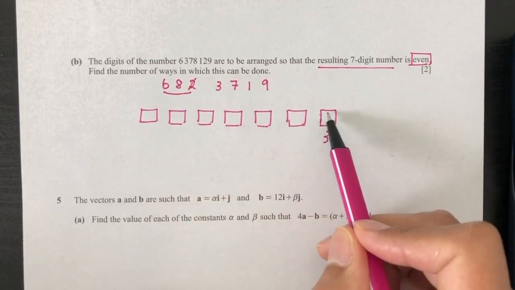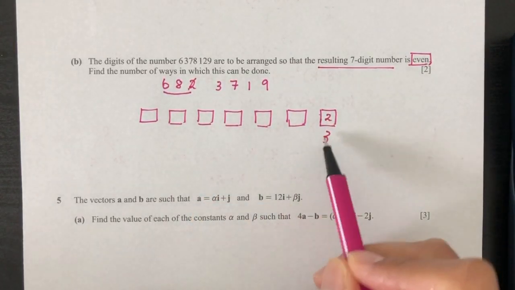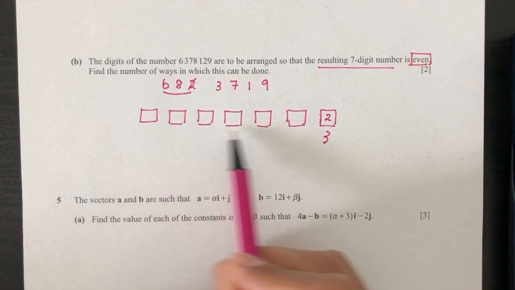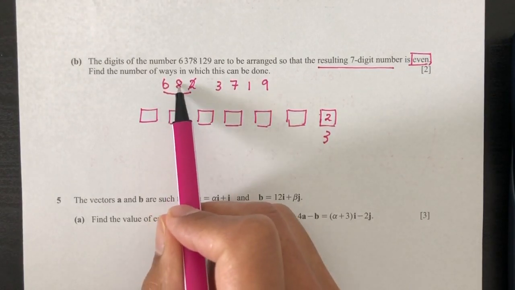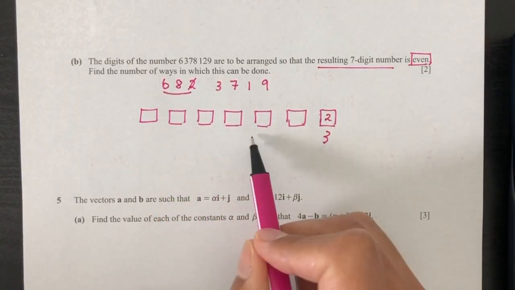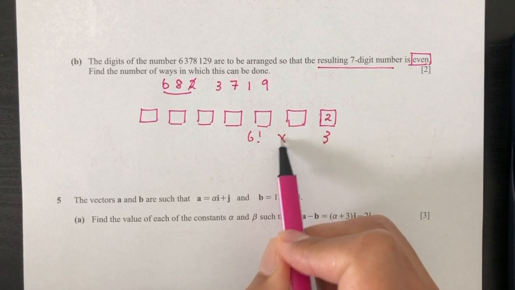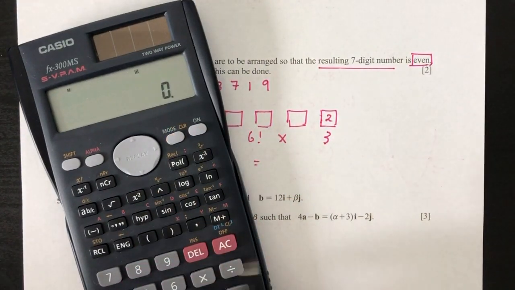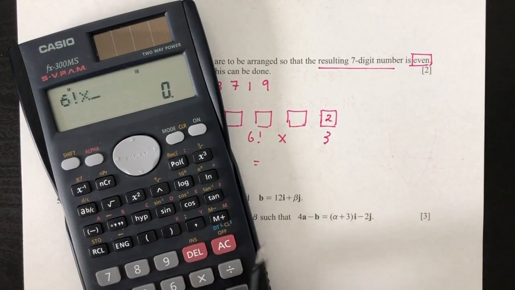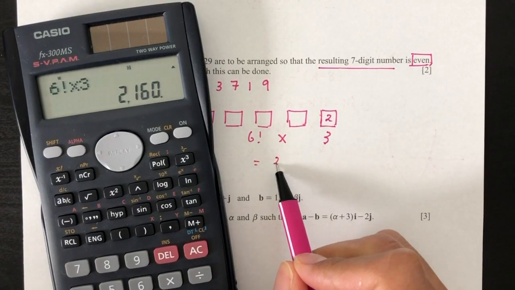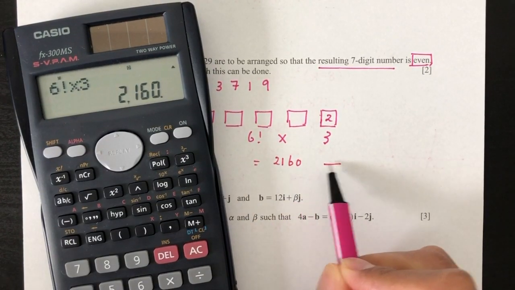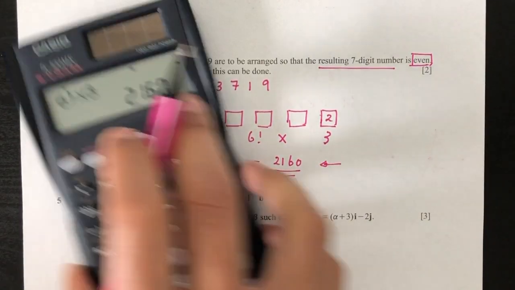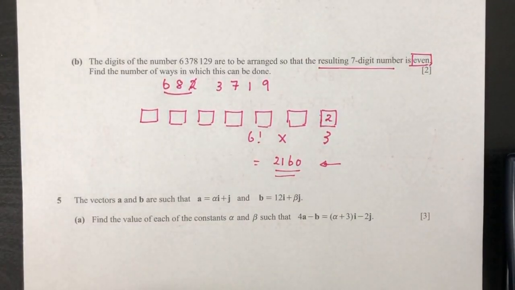Let's choose 2, for example. We have 3 options, and the remaining numbers will be 1, 2, 3, 4, 5, 6, so times 6 factorial. 6 factorial times 3 will be 2160. So this will be your answer for question number 4.